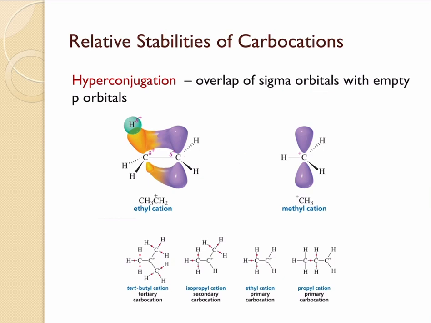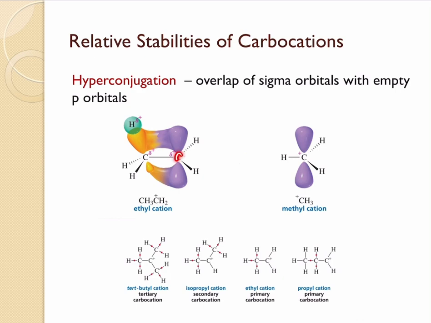Okay, now let's see what's going to happen here when we compare the methyl cation with the ethyl cation. In the methyl cation, there is no adjacent carbon-hydrogen bond. This carbon is only attached to 3 hydrogens, so there is not an adjacent carbon in here. Let's look into the ethyl cation now.